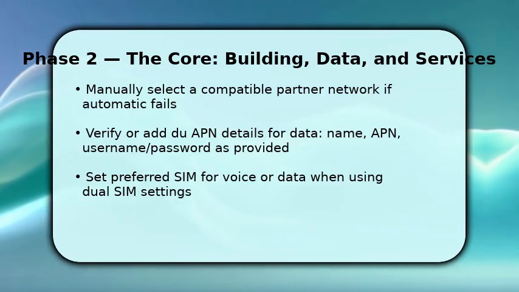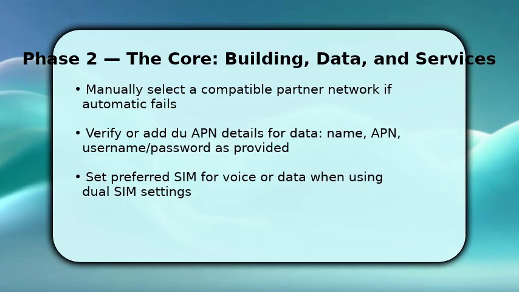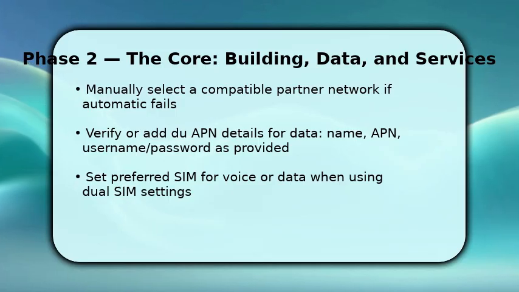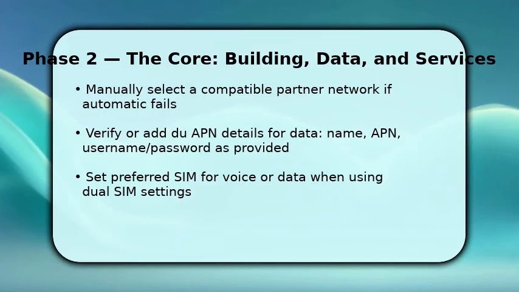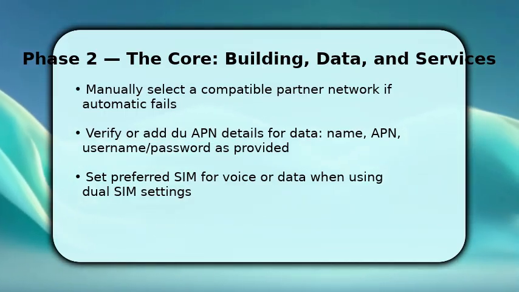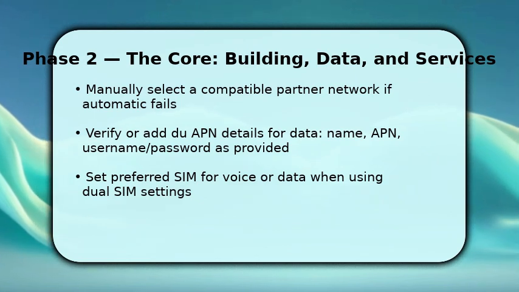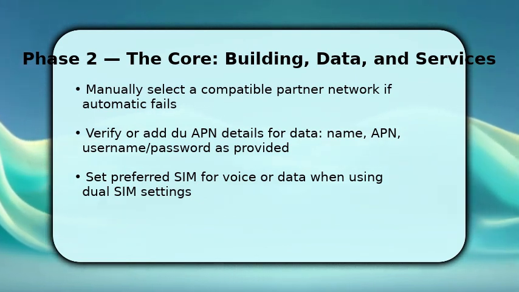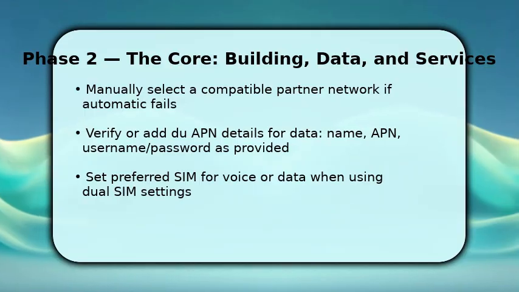Next, check the APN settings. Enter Do's exact APN parameters so mobile data authenticates correctly. Also, if you use dual SIM, set which SIM handles voice and which handles data. This ensures calls don't accidentally use the wrong line. Finally, save changes and restart the device, so the network applies the new APN and SIM preferences cleanly.